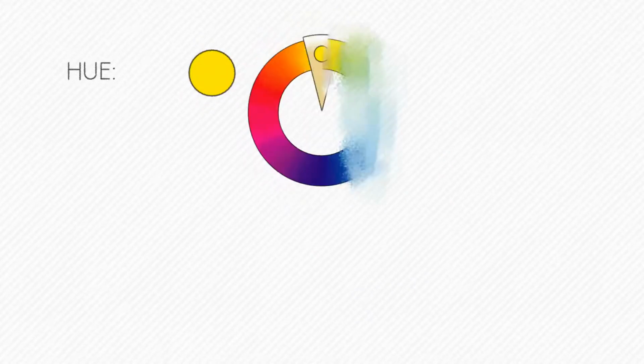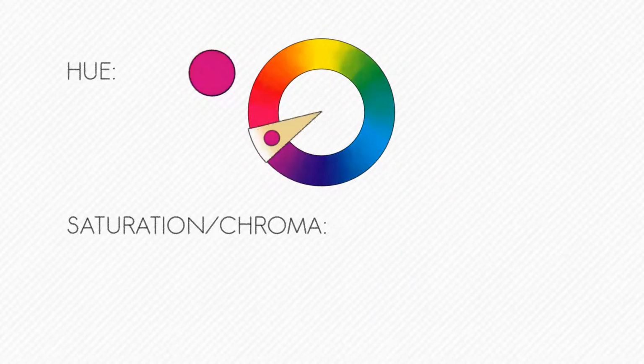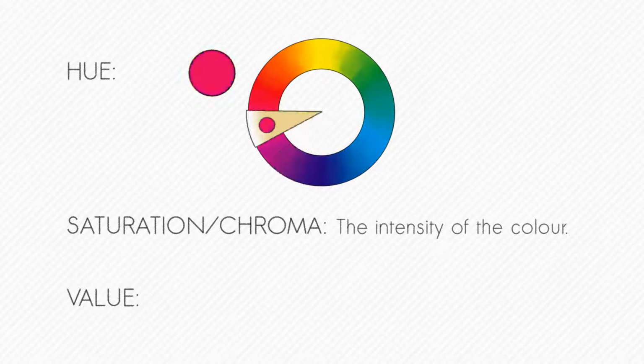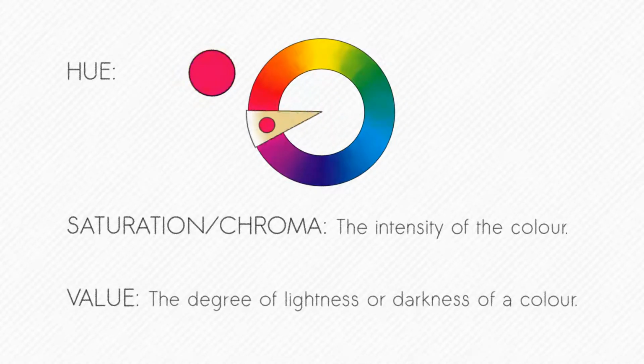Hue refers to a point on the wheel. Saturation or chroma refers to the intensity of the colour, where something being desaturated means that it's grey and something being highly saturated means that it is strongly coloured. Value refers to the degree of lightness or darkness.